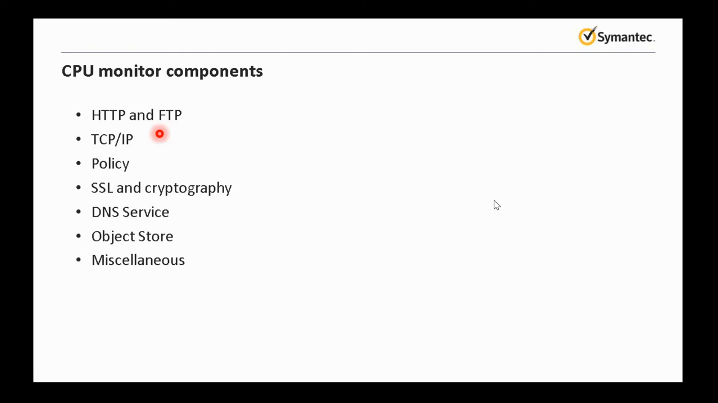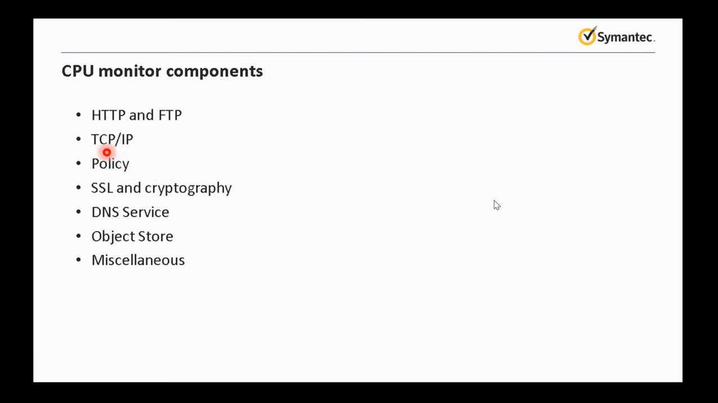Okay? But what you would commonly see is SSL and cryptography. So SSL and cryptography pertains to SSL interception. So when you see that this is very high, constantly very high, not going down at all, then this is something to do with SSL interception. So you need to look at your SSL settings.